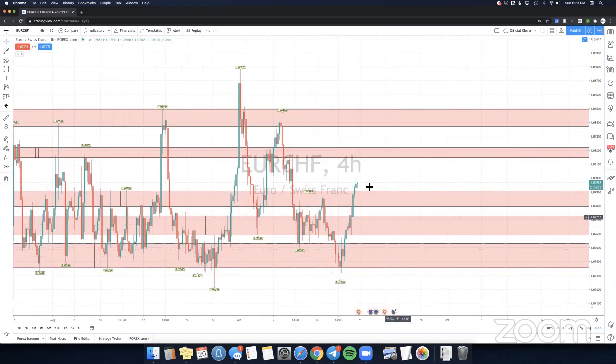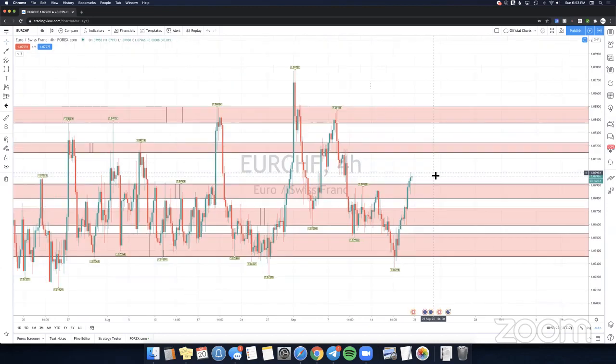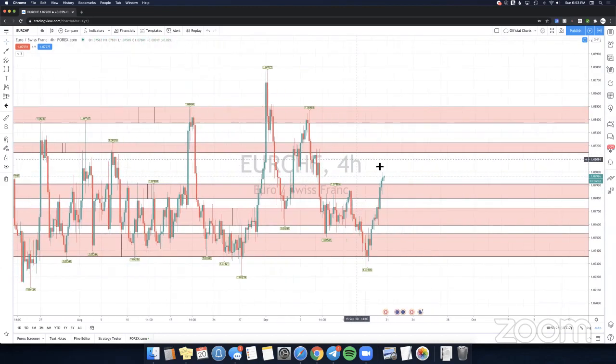So it's broken above this zone right here. What I anticipate happening is for it to continue up to this next zone over here, even further up. I don't know. This is a messy pair, so this could literally go either way. This is a pair that's known for causing a lot of fake outs, so I'd be careful if you're trading this.